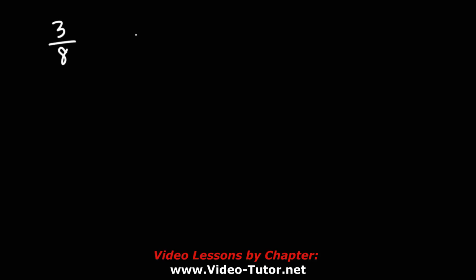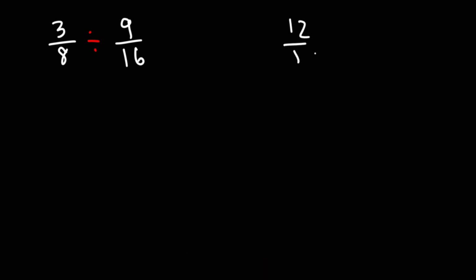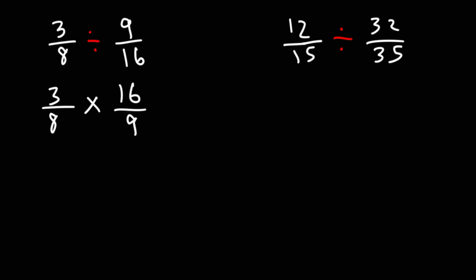Now let's work on two division problems. Let's divide 3 over 8 by 9 over 16. And let's also divide 12 over 15 by 32 over 35. When dividing two fractions, you want to use the expression keep, change, flip. So that means we're going to keep the first fraction the same, change division to multiplication, and then flip the second fraction. Now it becomes like the first two examples where we can multiply across.